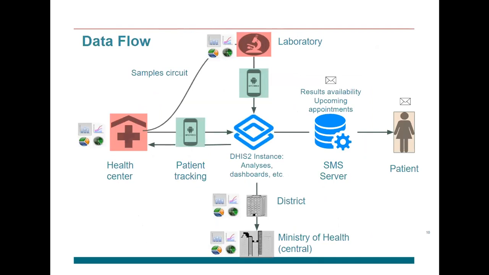The tracker is used in the health center, but also at the lab level, because we are doing HPV DNA testing, and that's not done at the same place as patient consultation and treatment. So the patients come first for self-screening, or provider-assisted sampling, and then the samples go to the lab where they are analyzed.